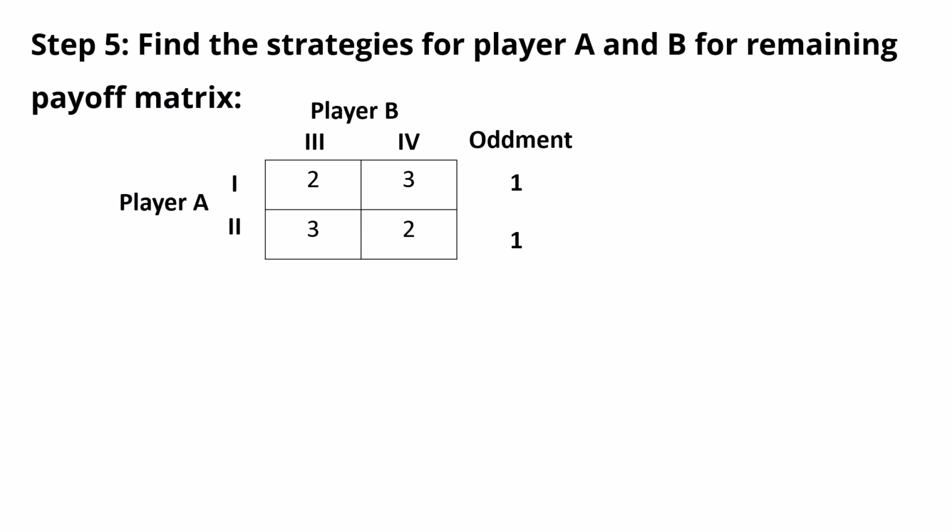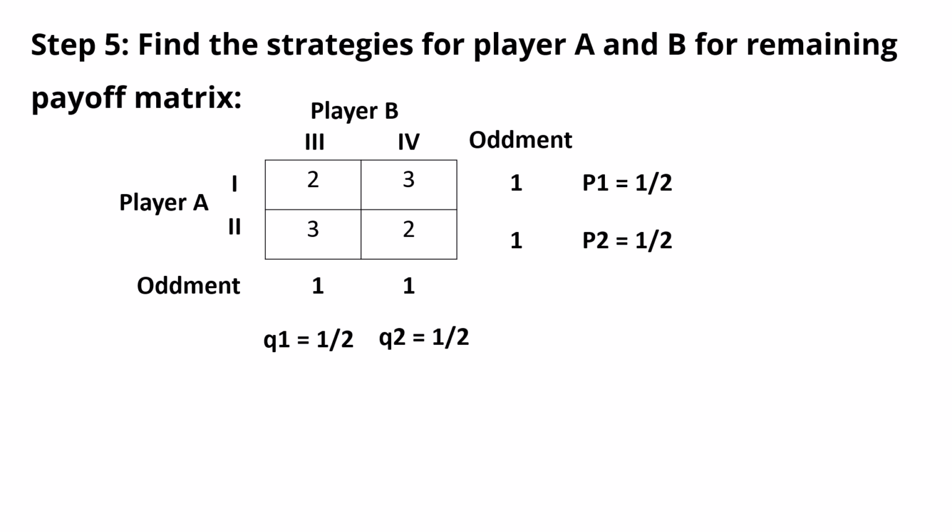Now let us consider the odd values for the columns. The odd value for the column will again be the difference between these two. For the first column, 3 minus 1 is 2, and for the second column, 2 minus 3 is again 1. So now the probability for the first strategy of player A, P1, will be 1 by 1 plus 1, that is 1 by 2, and P2 will also be 1 by 2. Surprisingly, the same for Q1, 1 by 2, and Q2 also 1 by 2.